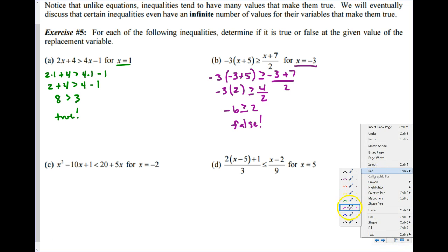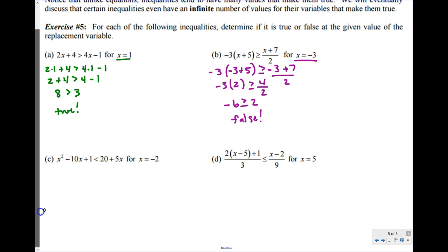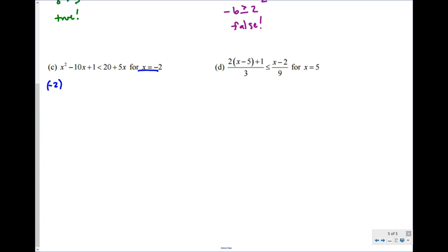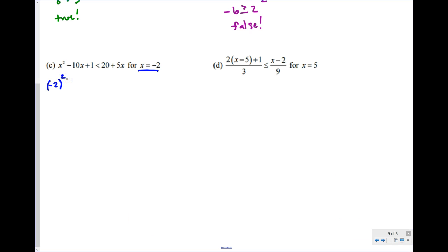Okay. Letter C introduces some exponents, and something we have to remember when plugging in with exponents is that we need to use parentheses. So when I plug in x is negative 2, I'm going to put the negative 2 in parentheses when I square it. There's several reasons for this. One major one being signs are going to change if you don't put the parentheses in, especially if you're using your calculator, so we have to be really careful. Minus 10. Again, I'm going to put the negative 2 in parentheses plus 1. That's the left side. On the right side, I have 20 plus 5 times negative 2. So whenever I have negative numbers I plug in, I always use parentheses. You don't want to make sign errors, so be very careful.